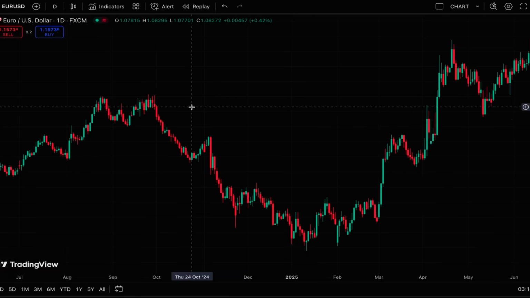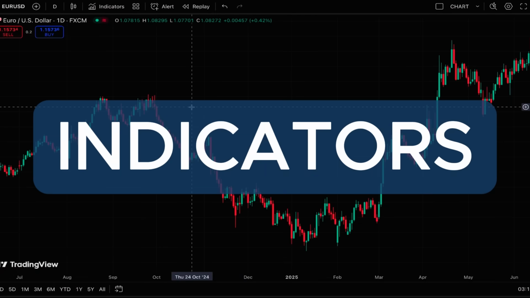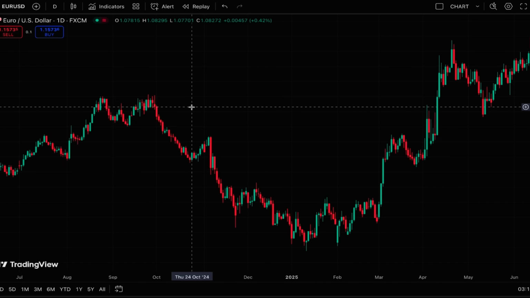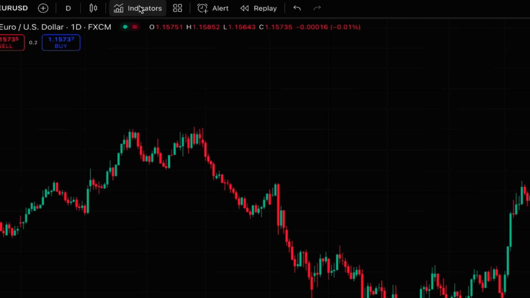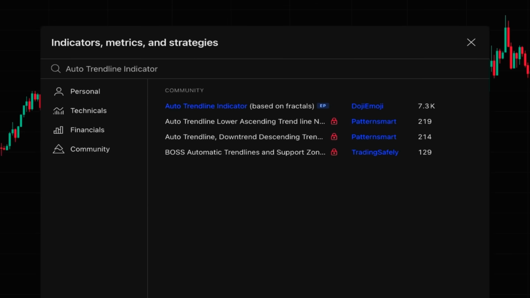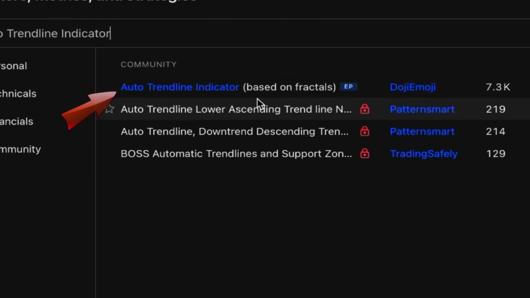Alright, now let me introduce some indicators that can help you in identifying trends, trend lines, and trend channels. To add the first indicator, here we click on indicators and we search auto trend line indicator, this one, which is an editor's picks indicator and written by Doji emoji.